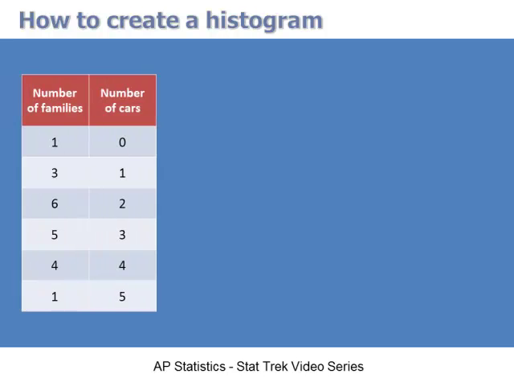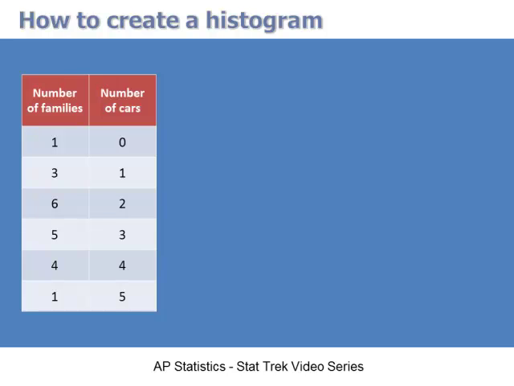Here's a table that shows car ownership among 20 families. One family does not have a car. 3 have 1 car, 6 have 2 cars, 5 have 3 cars, 4 have 4 cars, and one family has 5 cars.